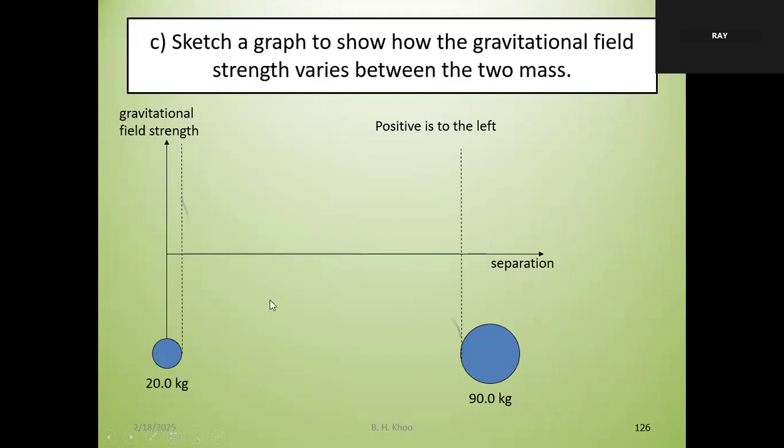Then we draw this graph, which is this equation now. Sketch only: smaller mass, smaller gravitational field strength at the surface; bigger mass, larger gravitational potential. So the choice of whether it's curving this way or curving the other way is your choice. This one you take to the left as positive.